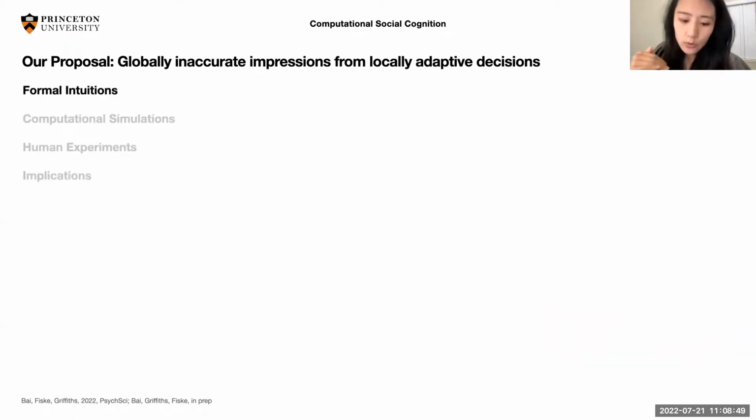First, let me give you a formal intuition behind the key psychological idea. What do I mean by adaptive exploration leading to inaccurate stereotypes? And then I'm going to rigorously define this intuition with computational modeling and simulation. Then we'll come back to look at some human experiments, because psychologists care about human empirical data. And then we can discuss implications.